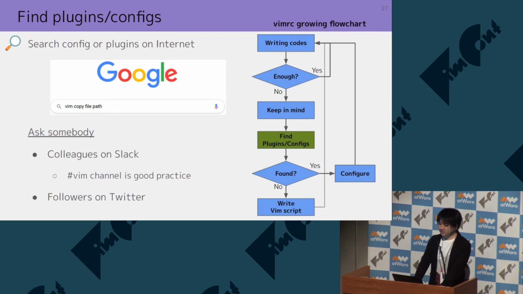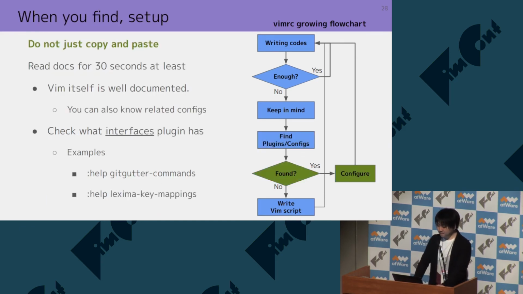Vim has a long history. Maybe you can easily get almost any answer. Also, as I already said, you can ask your colleagues on Slack or followers on Twitter. For instance, there is a Vim channel in Kuiper Slack, and often someone shares knowledge or asks something in that channel. So when you find a solution, of course, you will set up the config and plugins.